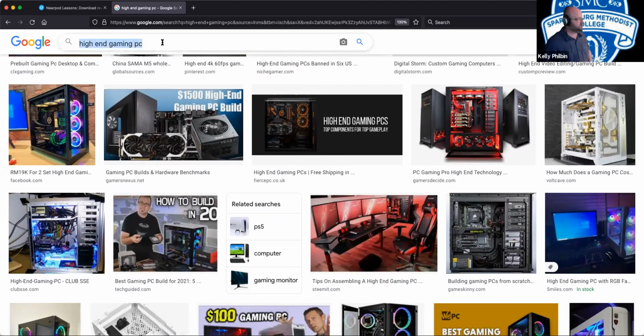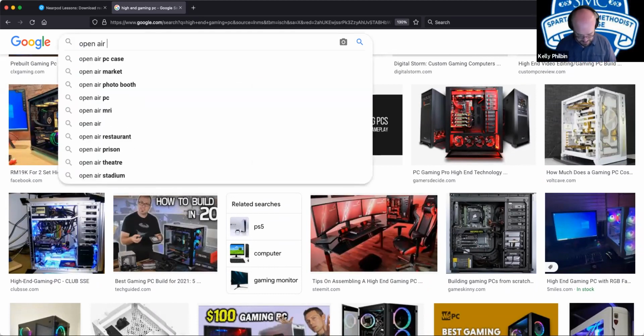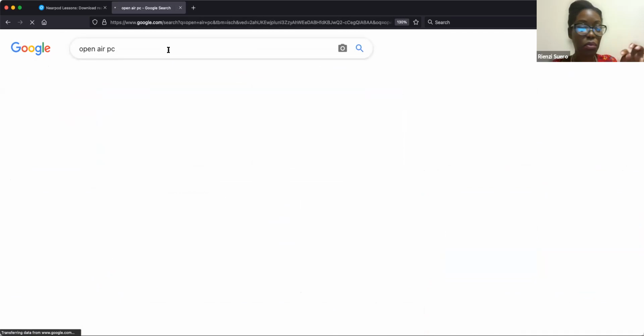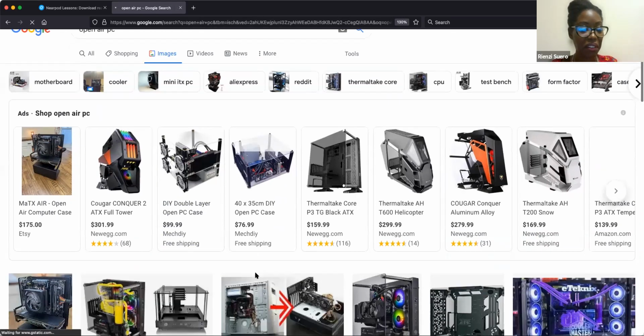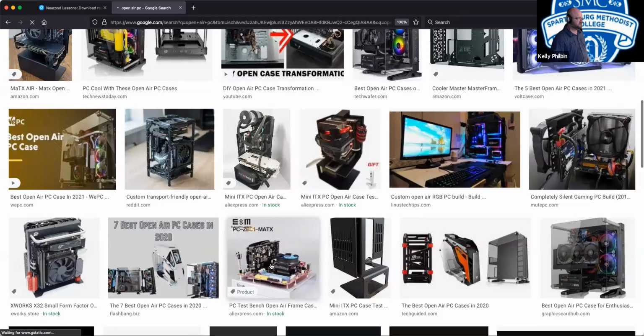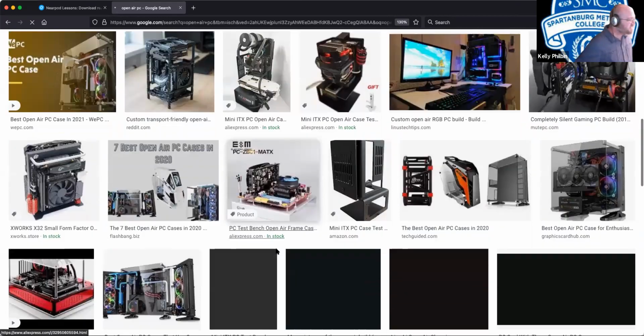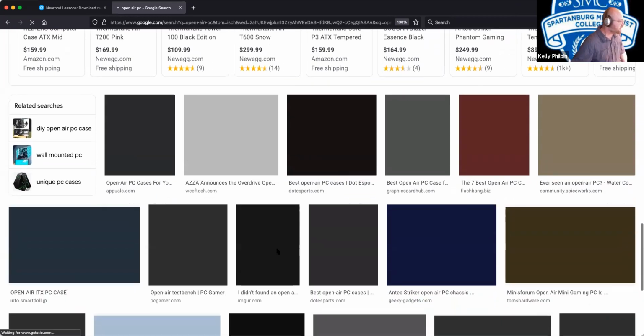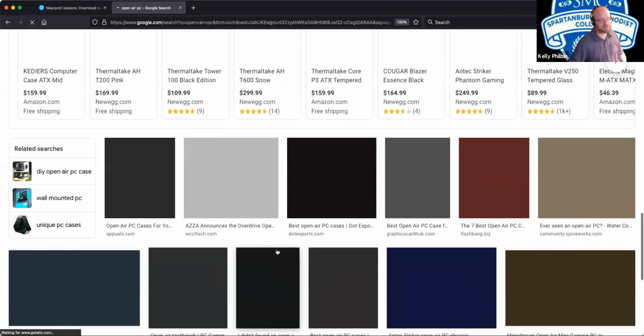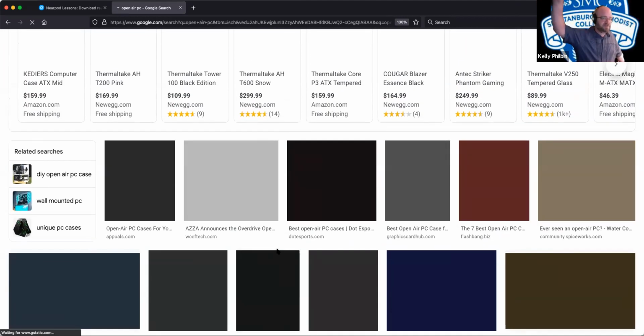I wonder if they have any of the open air PCs. Yeah, they look like a fish tank almost, with all the cool lights and stuff. Let's see, the open air ones, they had some really cool ones that were built onto the wall. Like they're actually on the wall, like a display piece.